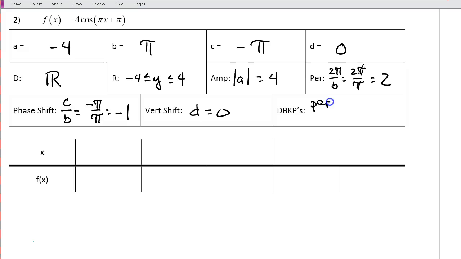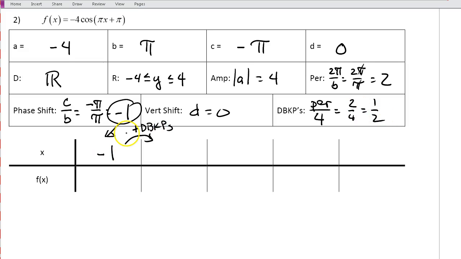Distance between key points is period divided by 4. So that's 2 over 4, which is 1/2. Okay, so again, we're going to take this value, and that's where we want to start, because my whole graph is going to be shifted 1 unit over to the left. So we're going to have negative 1, and then we're going to add my distance between key points, which is 1/2.